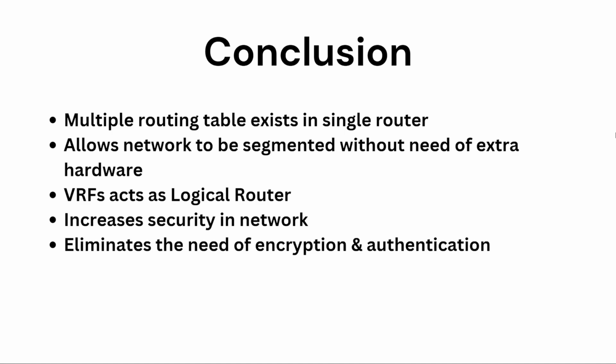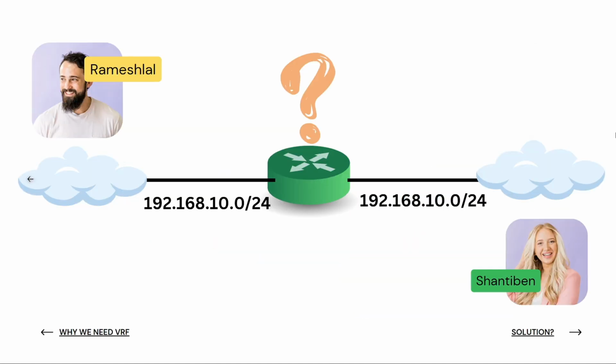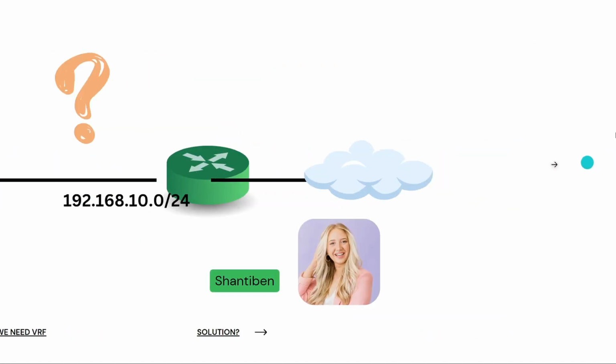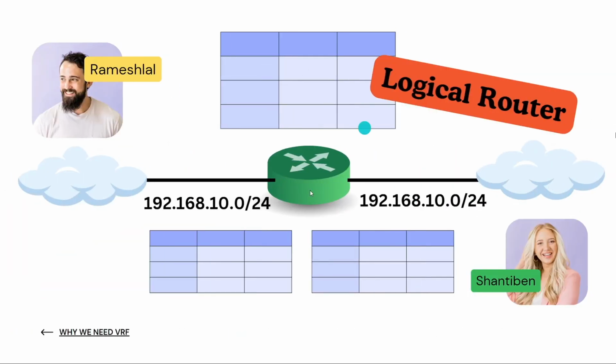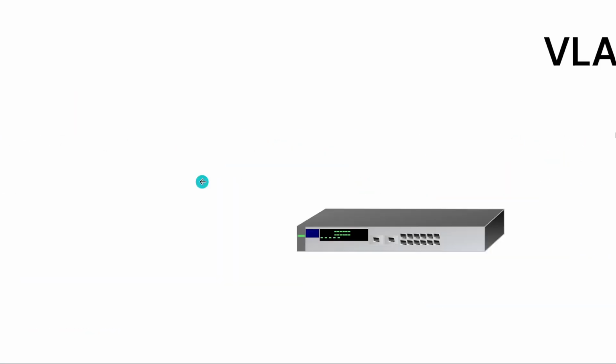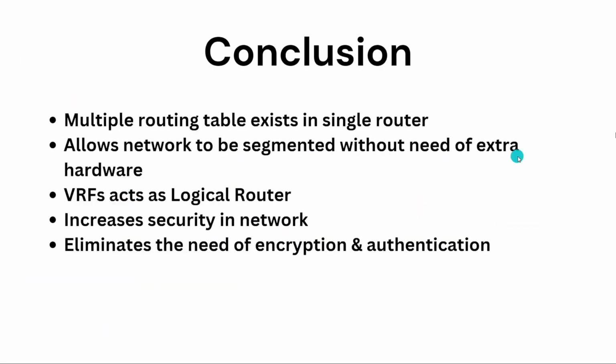So what are the conclusions? First, VRF means multiple routing tables exist in a single router, right? And VRF allows the network to be segmented without the need of extra hardware. So we have seen that, right? In order to resolve the issue, the first solution that we know about is to add extra hardware. But by using VRF, we can reduce that extra hardware and we can logically separate our router. So that's all about not needing extra hardware.